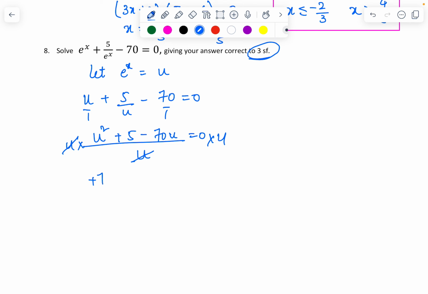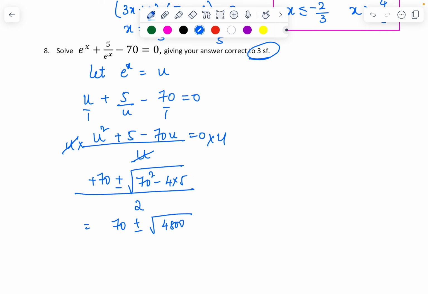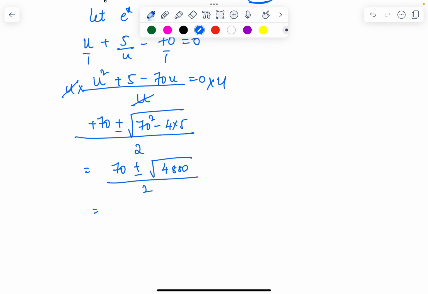So plus 70, because minus b, minus of minus 70 is plus 70, plus or minus square root of 70 squared minus 4 times 1 times 5 over 2. So this gives me 70 plus or minus square root of 4,880 over 2. So when I simplify this, I get 35 plus or minus 2 square root of 305.